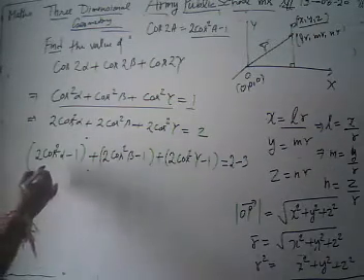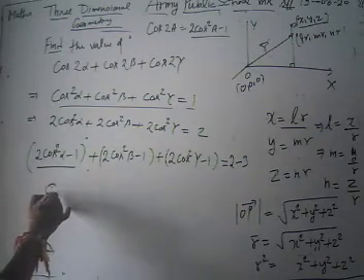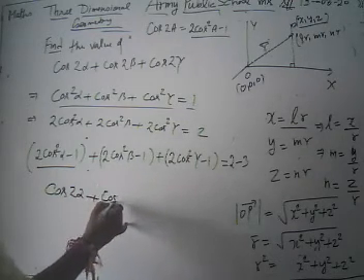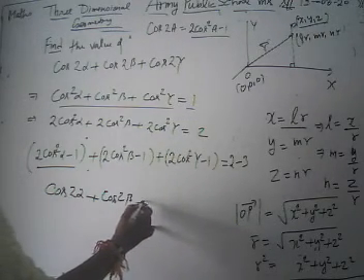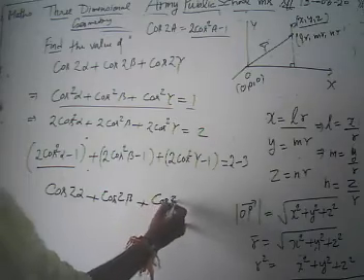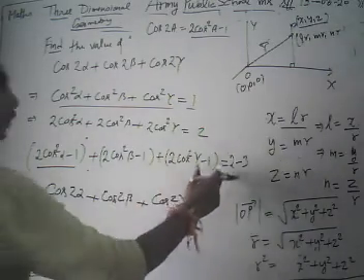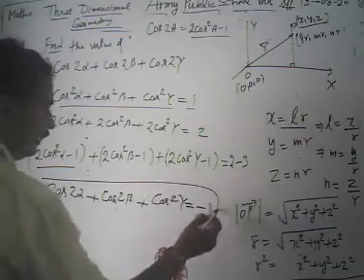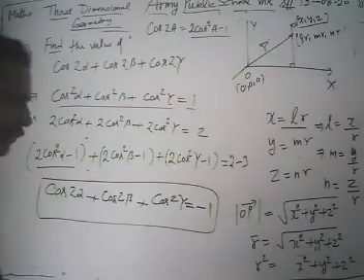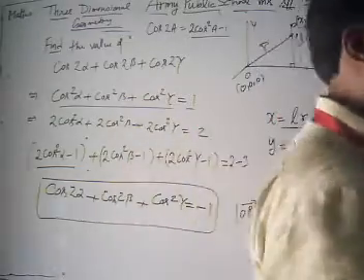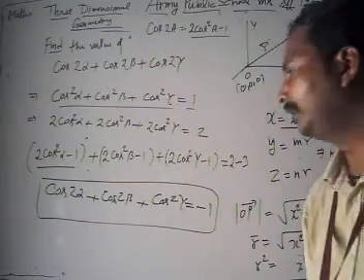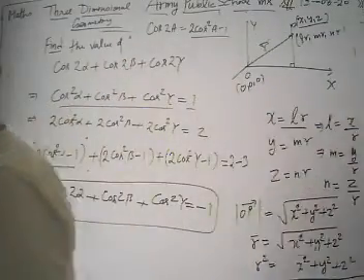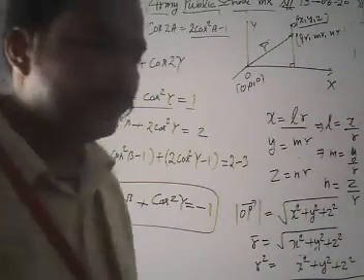Now what is this? This is our cos 2 alpha, this is our cos 2 beta, and this is our cos 2 gamma, and 2 minus 3, what do we have? We have minus 1. Then we get again one of the trigonometric results in terms of our direction angles. The value of cos 2 alpha plus cos 2 beta plus cos 2 gamma is equal to minus 1.